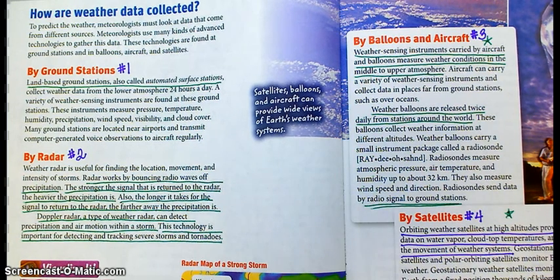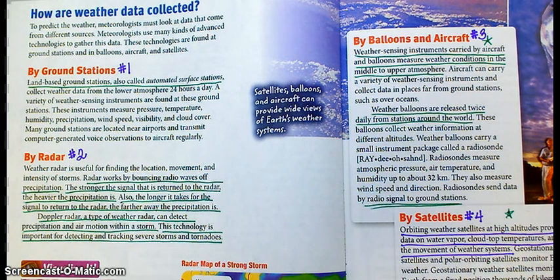All right. So how is weather data collected? We collect it using ground stations. We collect weather data using radar, by sending up instruments by balloon or dropping them with an aircraft, and we can collect weather data using a satellite.